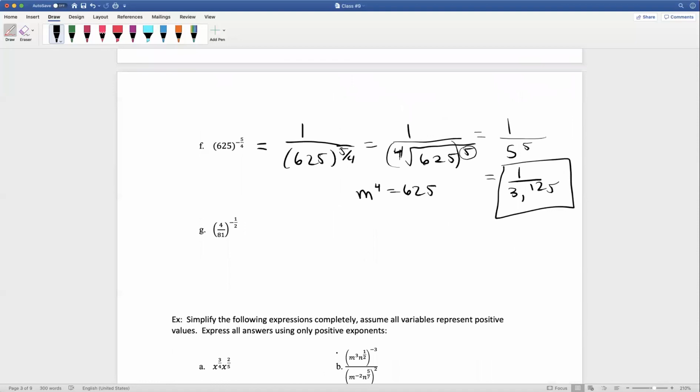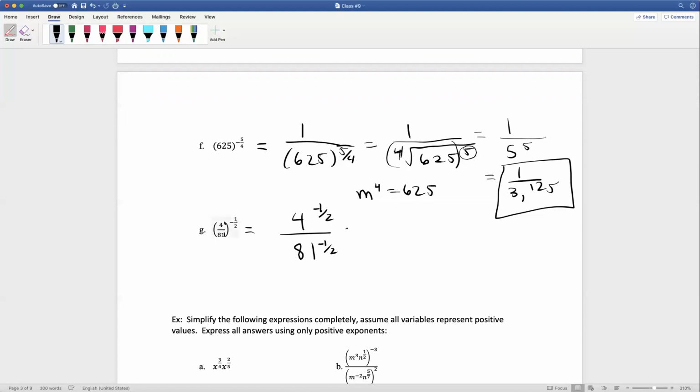Okay, let's take a look at G. We have 4 over 81 raised to negative 1/2 power. So I want you guys just to see this, that if I put a little exponent of a 1 there, then we have a base of 4, we have a base of 81. So 1 times negative 1/2 is negative 1/2, right?